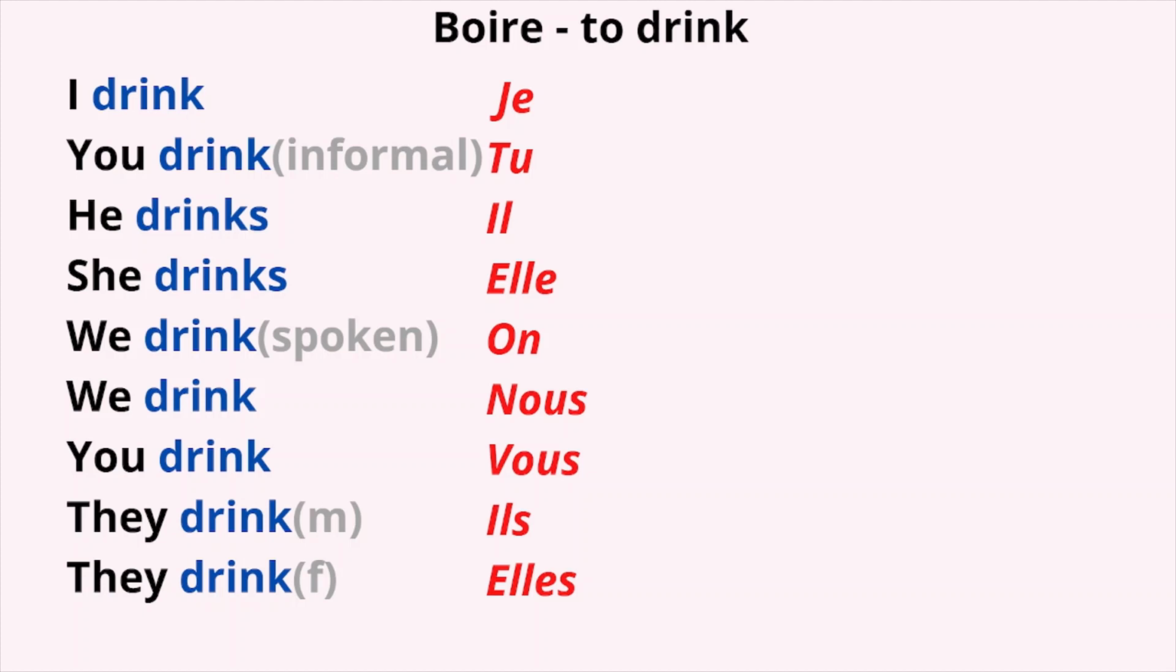In the case of je, the I form, it will be je bois, tu bois, il boit, elle boit, on boit. So if you notice, the pronunciation is the same in all these cases. In the case of je and tu, the pronunciation and spelling are both the same. It is je bois and tu bois. In the case of il, elle and on, the spelling is changing. We are adding a T instead of S, but the pronunciation remains the same. It is il boit, elle boit and on boit.